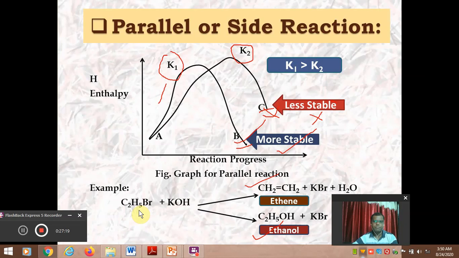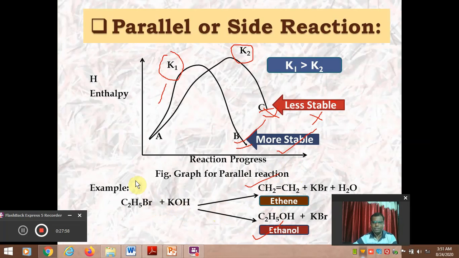So here ethyl bromide reacts with KOH, and it gives two products, ethene and ethanol. The nature of the KOH is responsible for deciding the stability of these two products. If it is alcoholic KOH, you get a different product than with aqueous KOH. But whenever you get the formation of these products, there is a mixture of both, either in alcoholic KOH or aqueous KOH. One will be stable, another unstable, meaning one will be the major product and another the minor product.